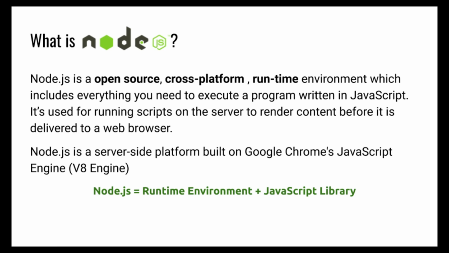So, what is Node.js? Node.js is an open source cross-platform runtime environment which includes everything you need to execute a program written in JavaScript. It's used for running scripts on the server side to render content before it is delivered to a web browser. Node.js is a server-side platform built on Google Chrome's JavaScript engine, which is the V8 engine, written in C++. Node.js is nothing but runtime environment plus JavaScript library.